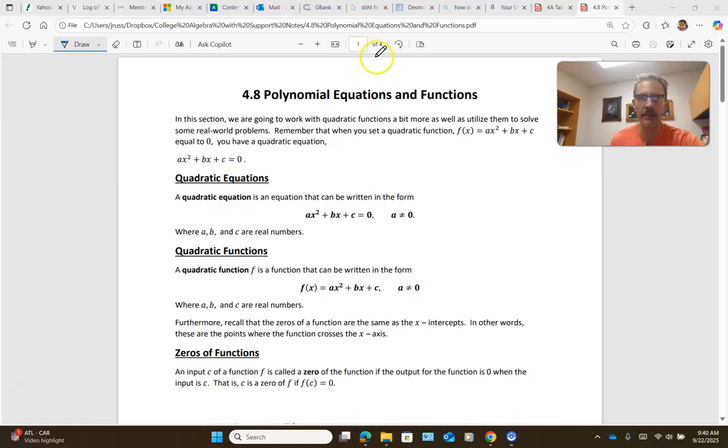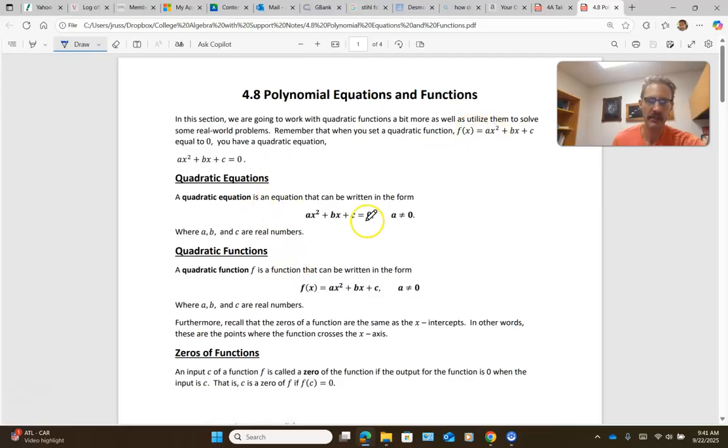We're skipping around a bit in this module, similar to the way we did in Module 1. But this next section, 4.8, is titled Polynomial Equations and Functions. So we're going to review those, but we're also going to do a little bit of problem solving that will involve some quadratic equations. Alright, so we'll get started.